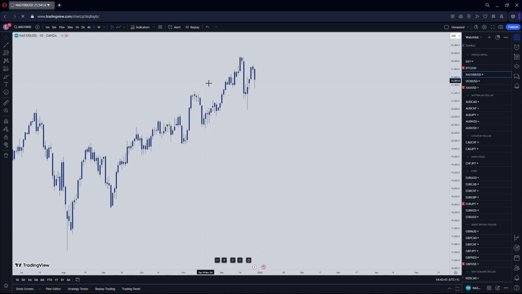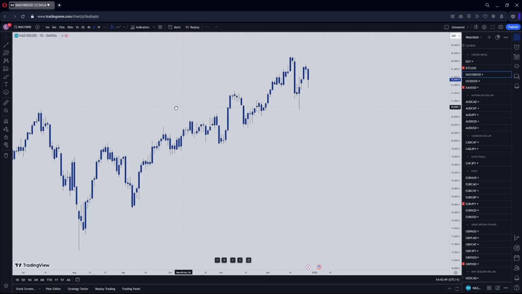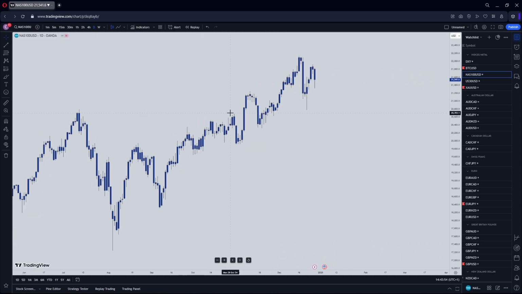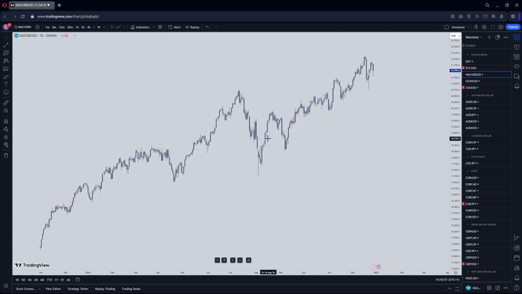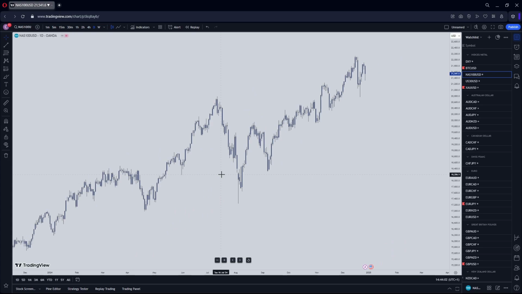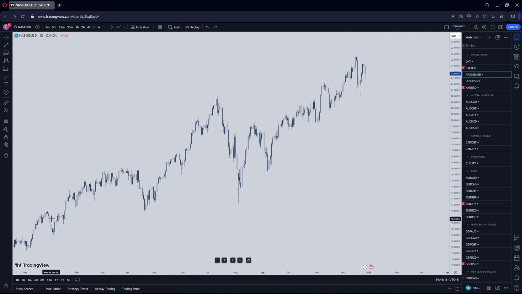If this is TradingView, let's just refresh this page. TradingView.com. This is where we do our charting. This is where we analyze the market. Now, if you look at the market, this is a NASDAQ chart. What you can see here is a series of markets. For those who are not familiar with it, it looks like a graph or a pie chart of lines up and down, up and down, up and down.